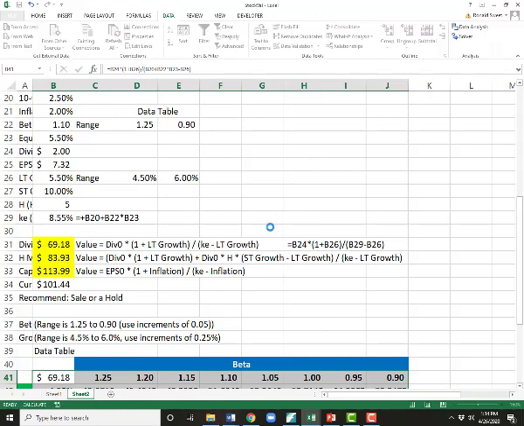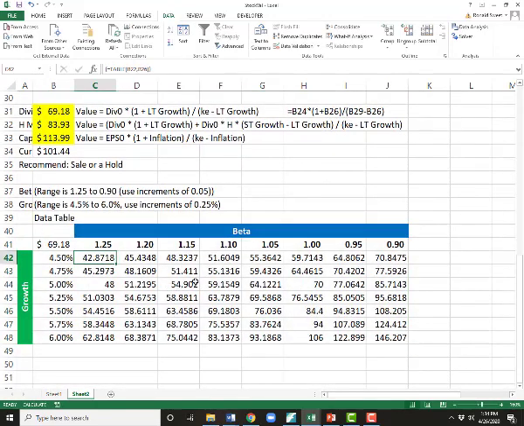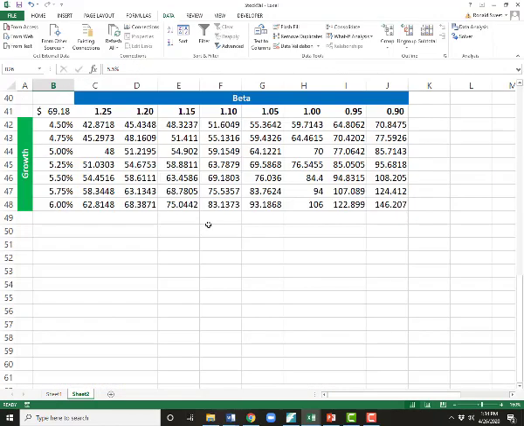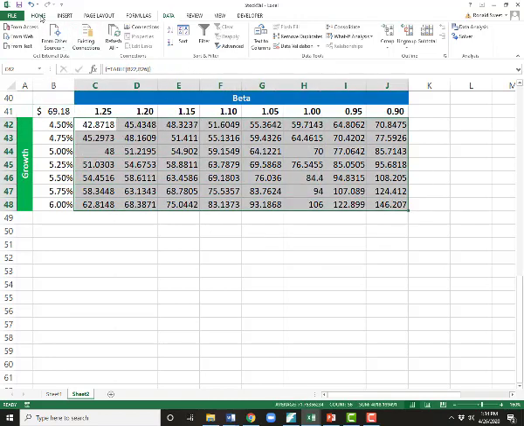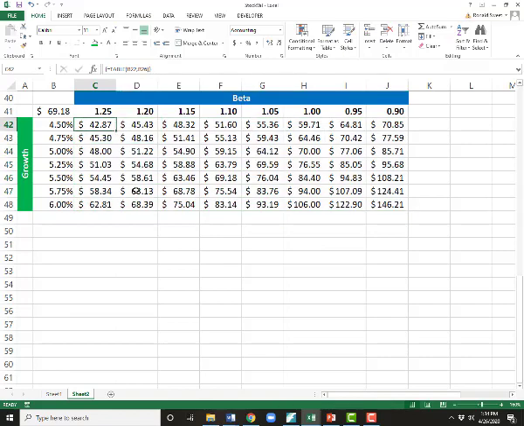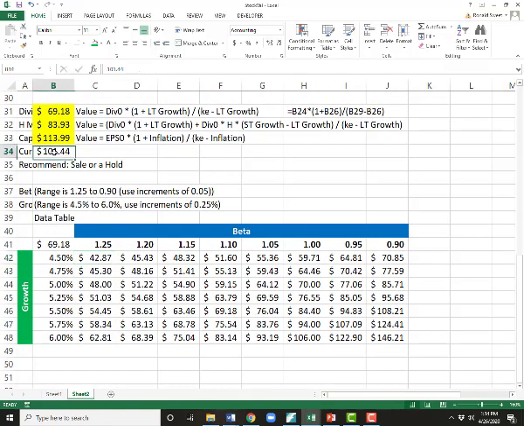We say OK. And then you notice, now our main assumption was what? 1.10 and 5.50. That's right there. That's at 69.18. Let's select all of this and let's change it to dollars. So it's dollars in 2 decimal places. The other thing we have is the current price. The current price is 101.44.